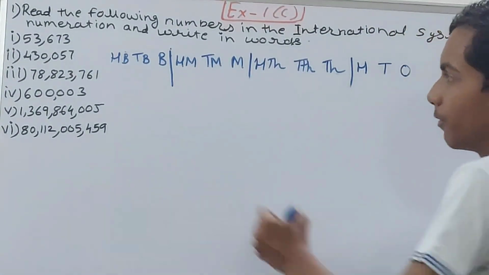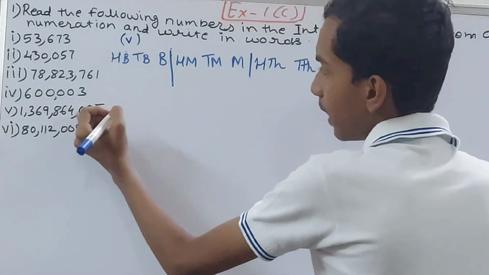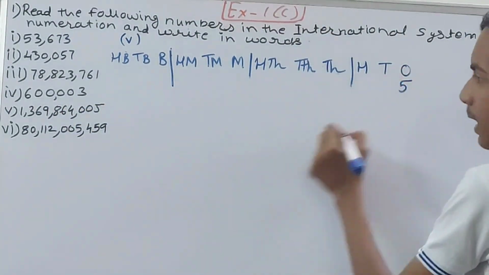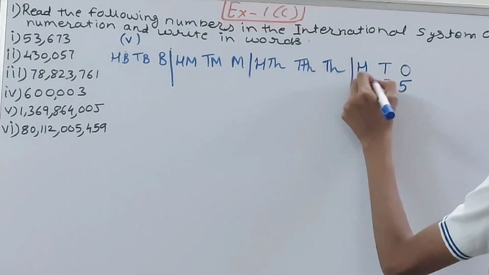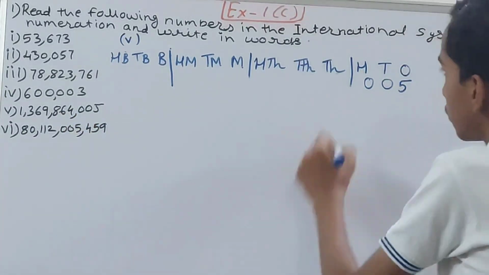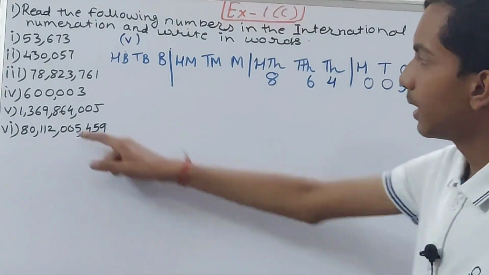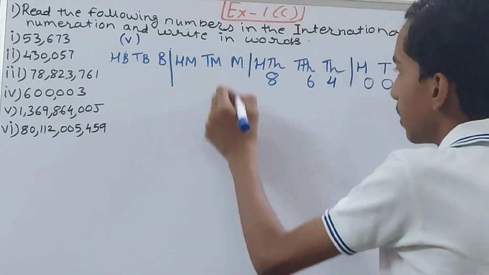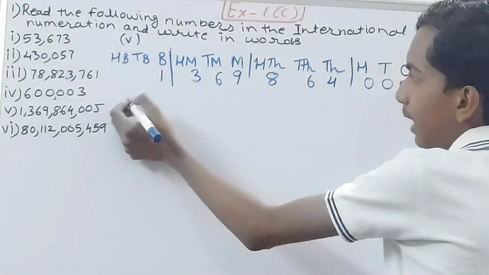Now see the fifth part. What have we got here in the fifth part? There is 5 at ones place. Then at tens and hundreds place, there is 0, 0, right? And then there is 4, 6 and 8. Then 9, 6 and 3. Then you have 1. Now read this.